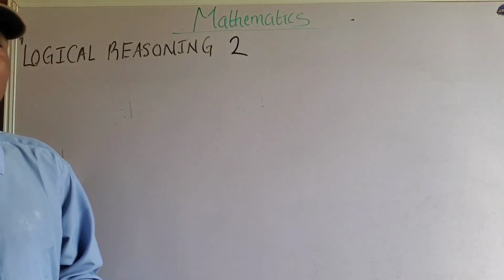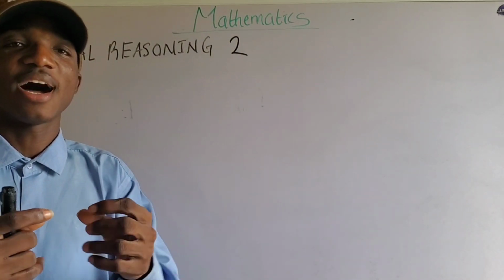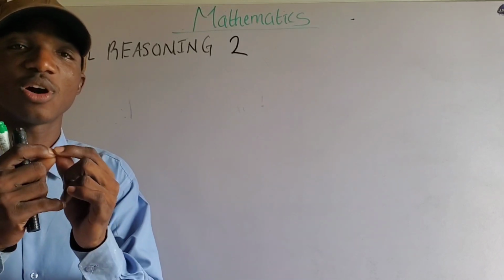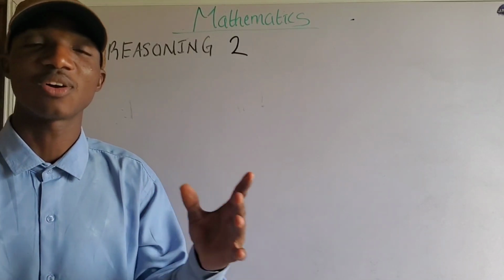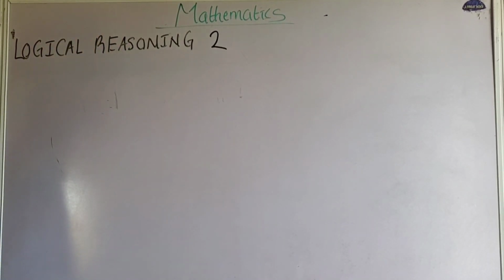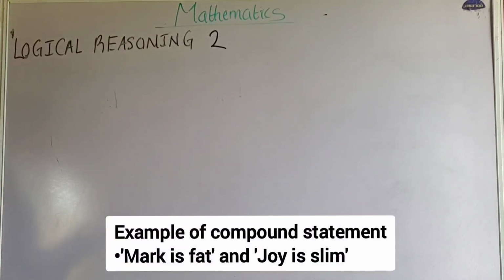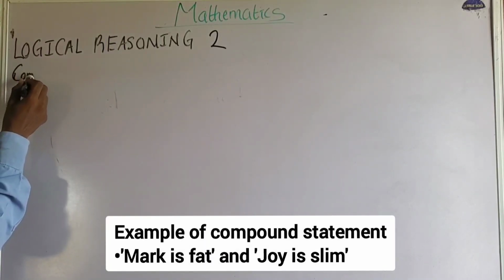Now, when we talk about a compound statement, we have two simple statements coming together, and they are joined together by some words. Those words that join two simple statements are called connectives. Having understood what is meant by compound statement, let us look at some important examples. Number one, Mark is fat and Joy is slim.